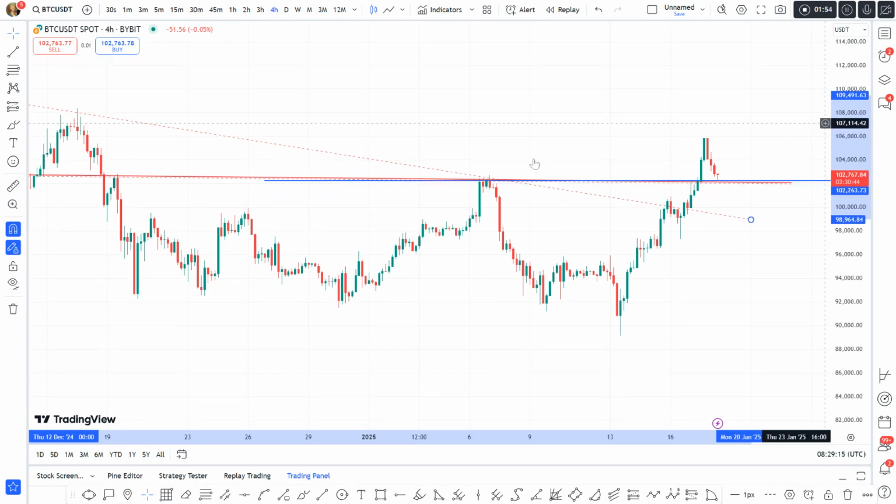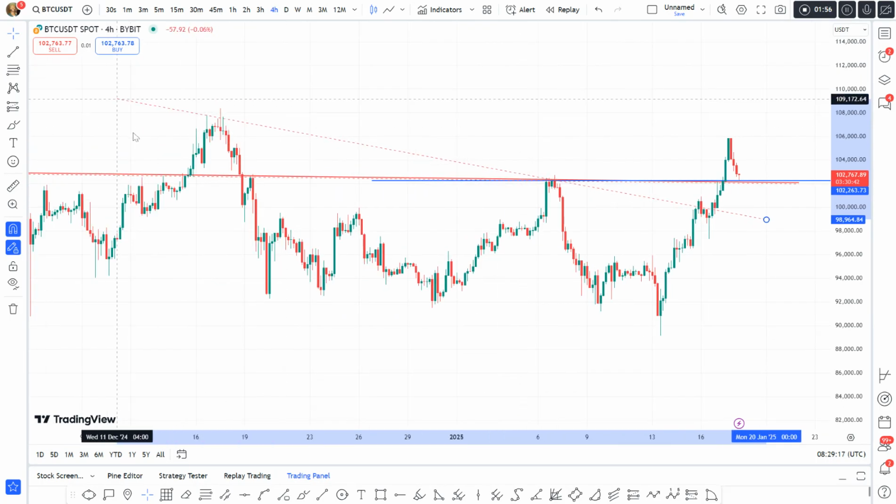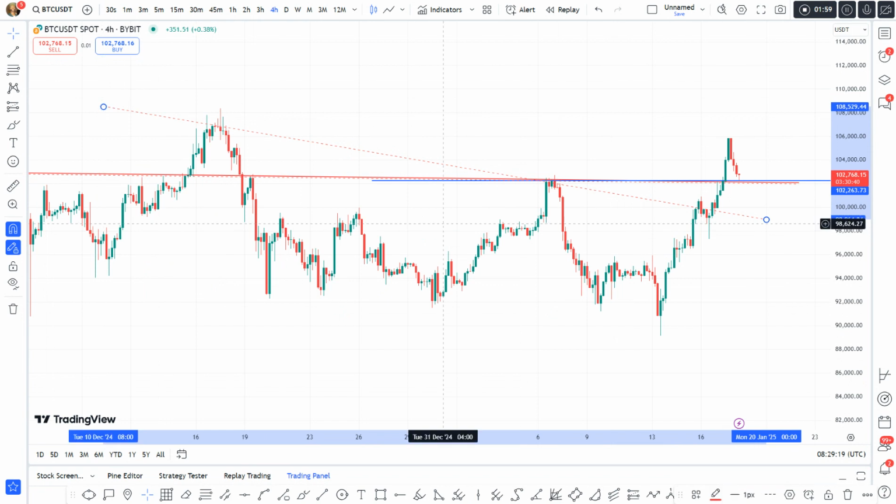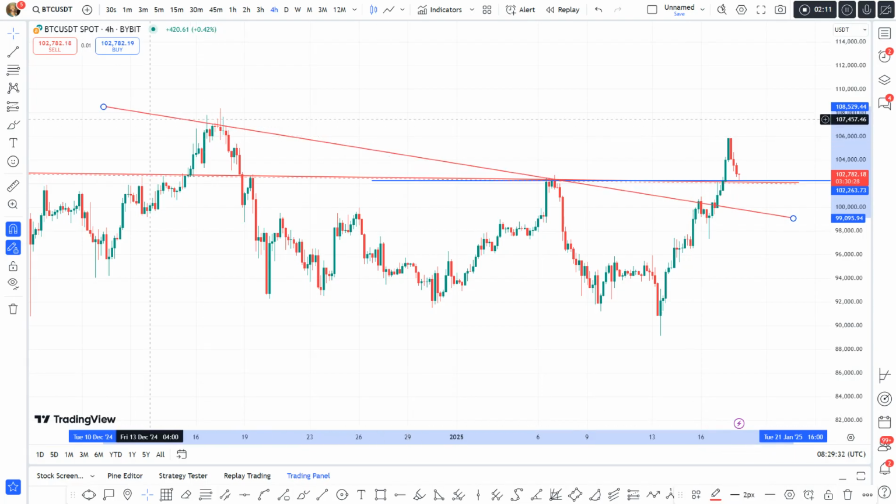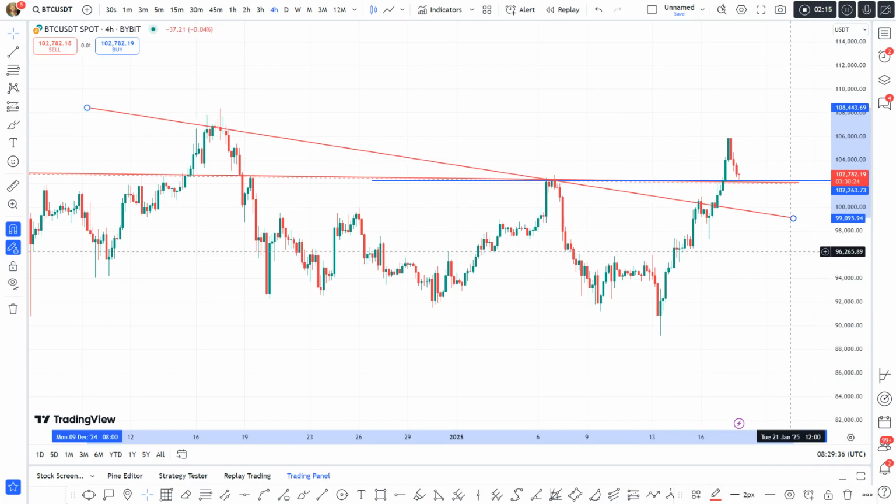So in 4 hours, we have a structure, a breakout from the descending trend line. I want a retest into that structure. This is also another valid buy floor. So while this may seem to try to fake us out, let us also understand that this structure is valid. It's a valid floor.